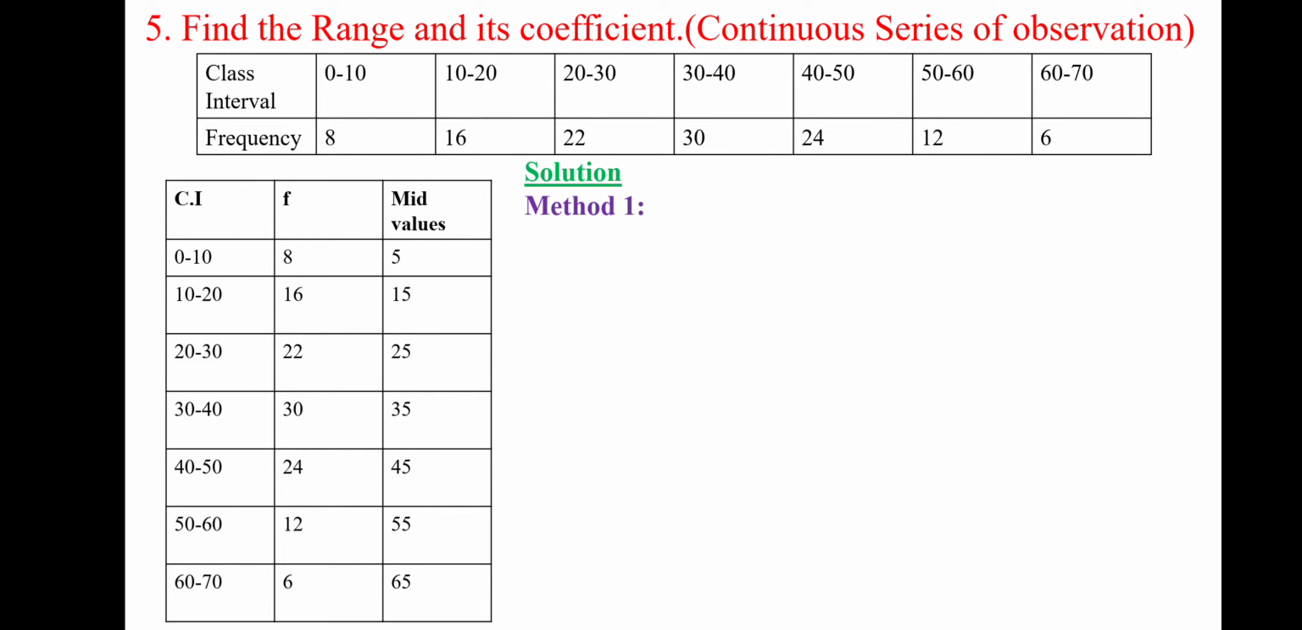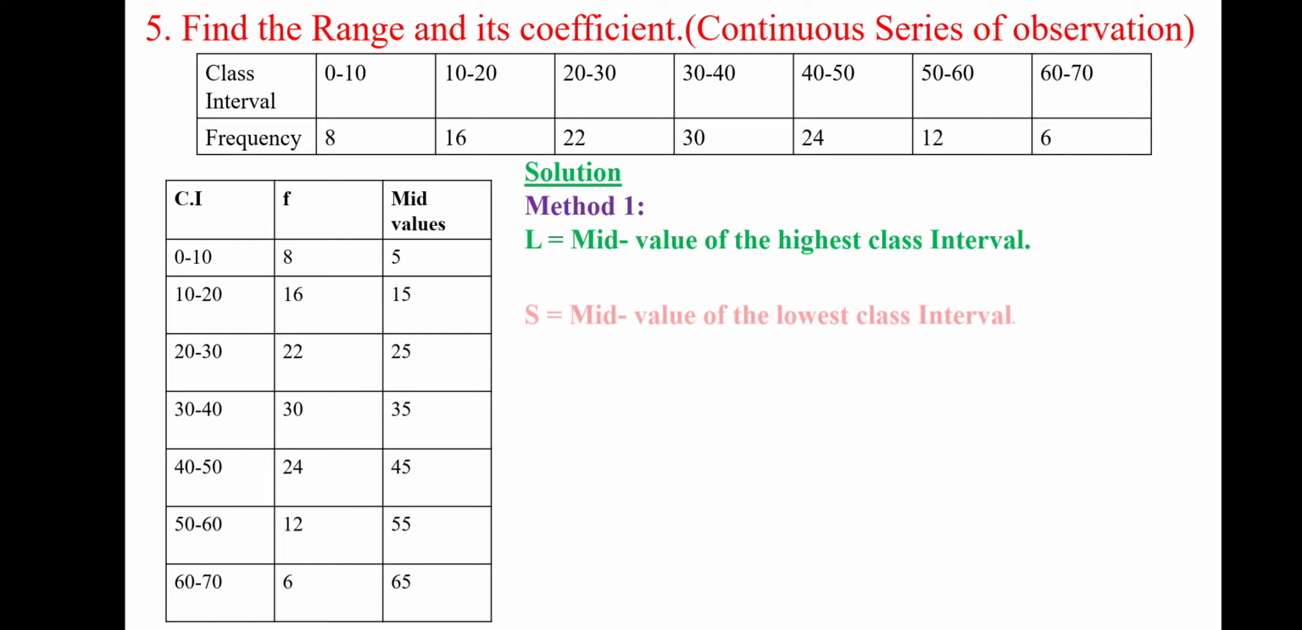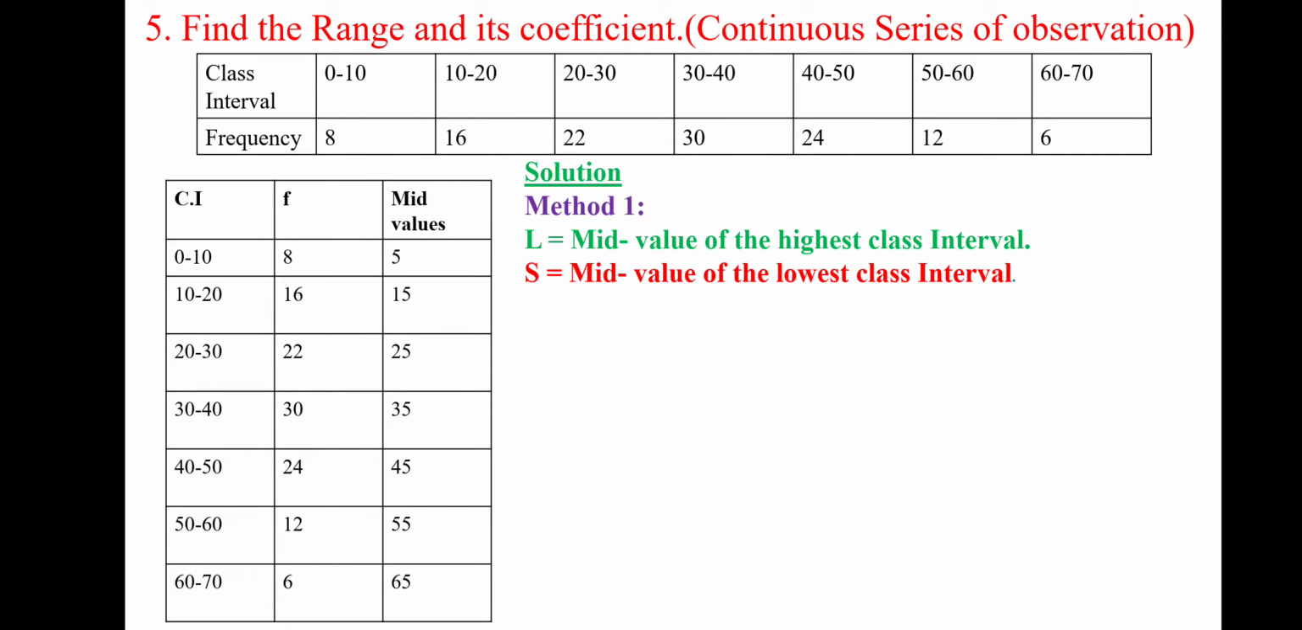Each one, we find its middle value. Method 1: L equals the mid value of the highest class interval. Here, what is the highest class interval? 60 to 70. For that, the middle value is 65. Then S is the mid value of the lowest class interval. The lowest class interval is 0 to 10, and the middle value is 5.